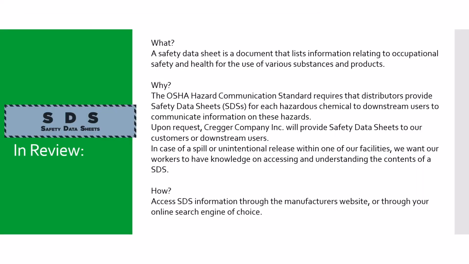So to quickly recap, what is a safety data sheet? A safety data sheet is a document that lists information relating to occupational safety and health for the use of various substances and products. Why do we care? The OSHA Hazard Communication Standard requires that distributors provide safety data sheets for each hazardous chemical to downstream users to communicate information on these hazards. Upon request, Krager Company will provide safety data sheets to our customers or downstream users.